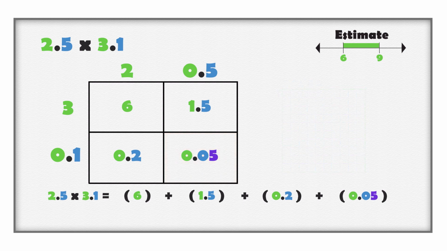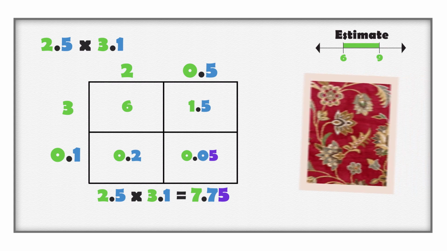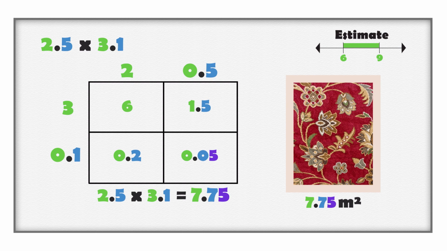Add all the values together to determine the total product of 2 5/10 multiplied with 3 1/10. Remember, when adding decimal values, it is important to add together digits of the same place value. 2 5/10 multiplied by 3 1/10 is equal to 7 75/100ths. The area of the rug is 7 75/100 square meters.